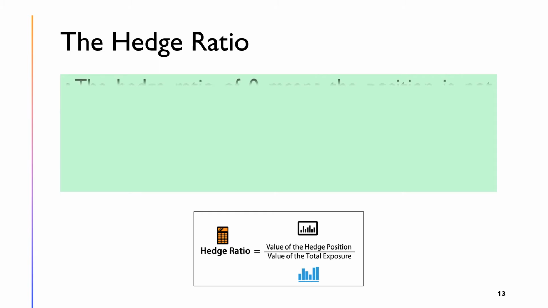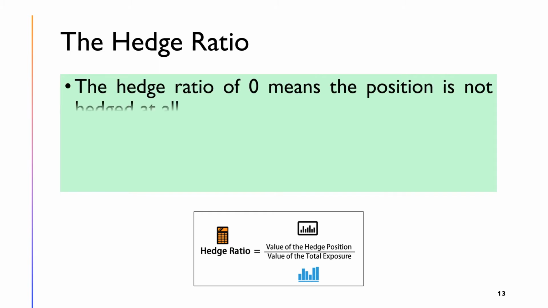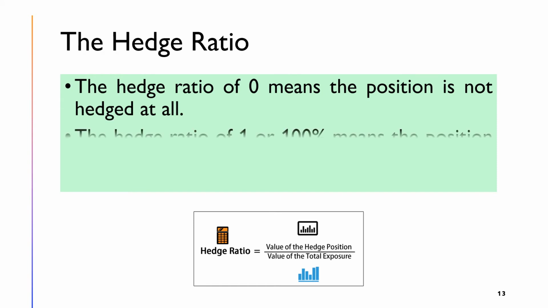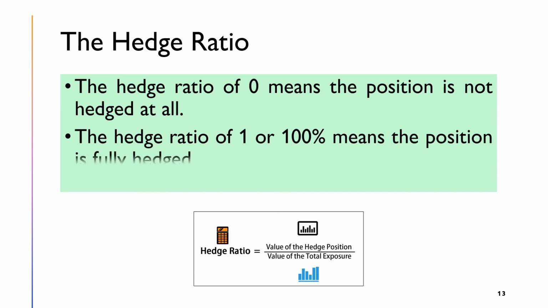The hedge ratio of 0 means the position is not hedged at all, and on the other side, the ratio of 1 or 100% means the position is fully hedged. When the hedge ratio of the investor approaches 1, it shows that their exposure with respect to the underlying asset goes down. And when the hedge ratio of the investor approaches 0, then the position will be an unhedged position. With the help of this ratio, an investor can have an understanding of their exposure at the time of establishing a position.